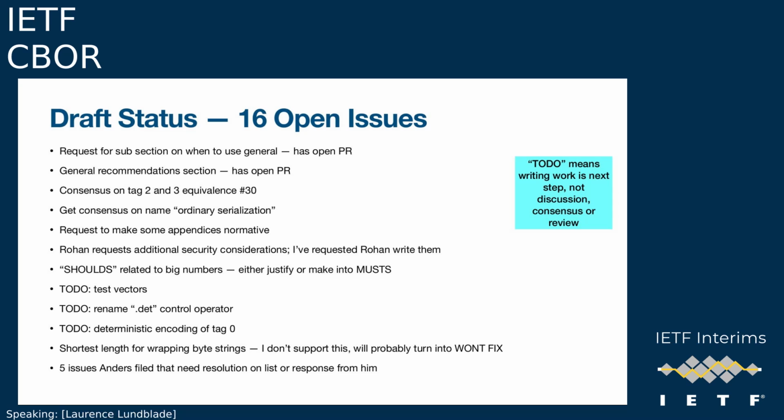One was a new subsection on when to use general serialization. That has an open PR, so the writing is done on that. It's open for comment. The next one is a section for general recommendations; I'll catch that when I talk about PRs. Then I have as open issues things like get consensus on things. So we are tracking in the GitHub issues what work is to be done. That's consensus on tags 2 and 3 equivalents. That's our open issue today.